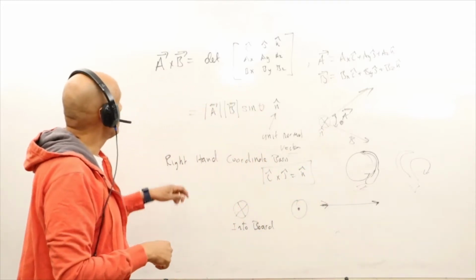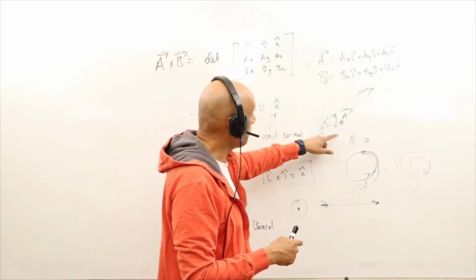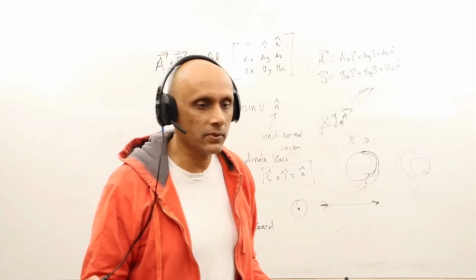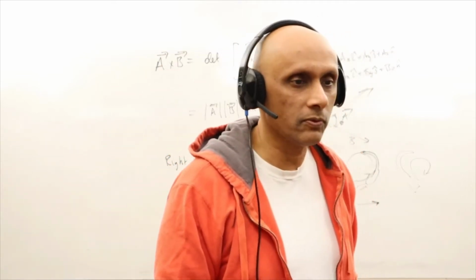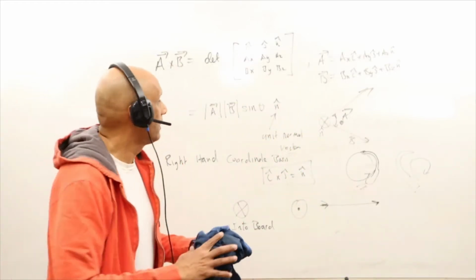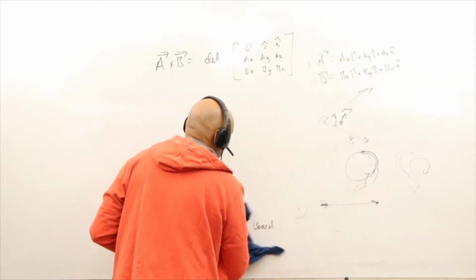So the vector cross product is a vector that's perpendicular to both A and B, and it's going into the board in this case. So let me do some examples of this, right, so that we can actually make sure you understand the rule for the vector cross product. Let me erase this. And then get the orientation.